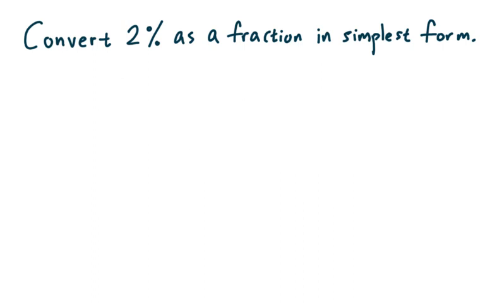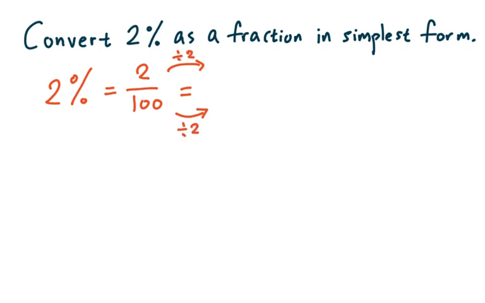So for example, if we need to convert 2% as a fraction in simplest form, we first want to write 2% as the comparison of 2 to 100. But 2 to 100 is not simplified because the GCF of 2 and 100 is not 1, it's 2. So we want to reduce this fraction by dividing both the numerator and the denominator by 2, and we get 1 over 50. Now 1 and 50, the GCF is 1, and they are both integers, so this is the final answer.